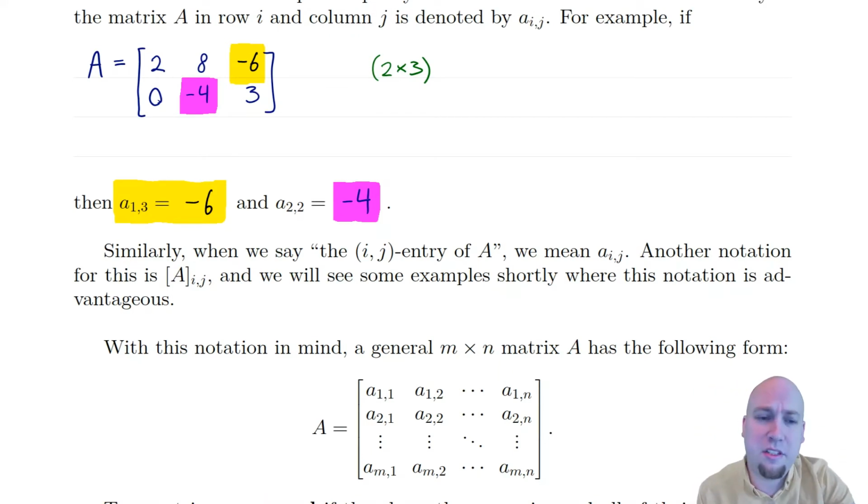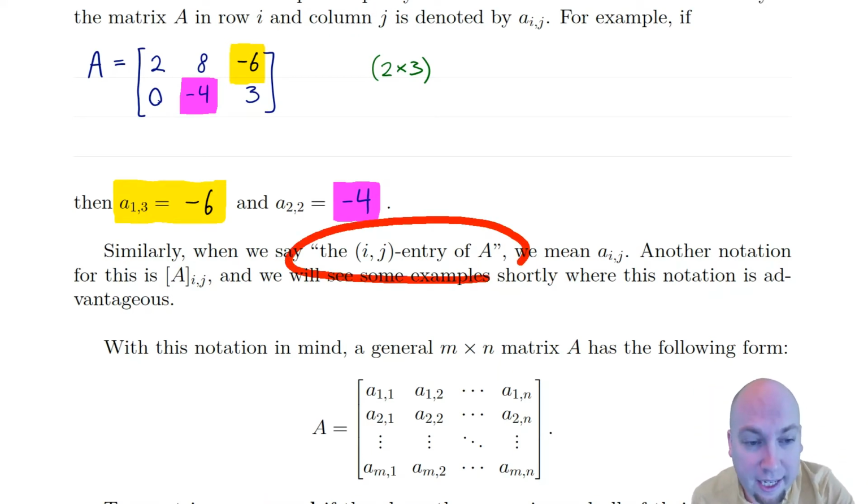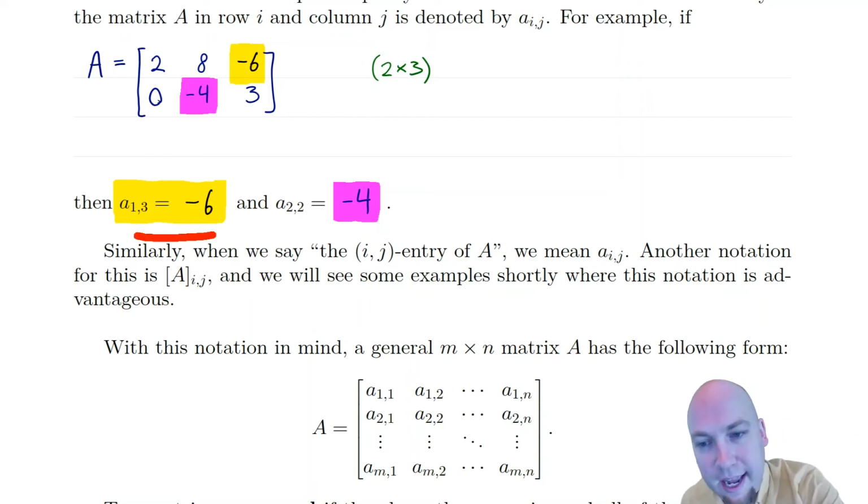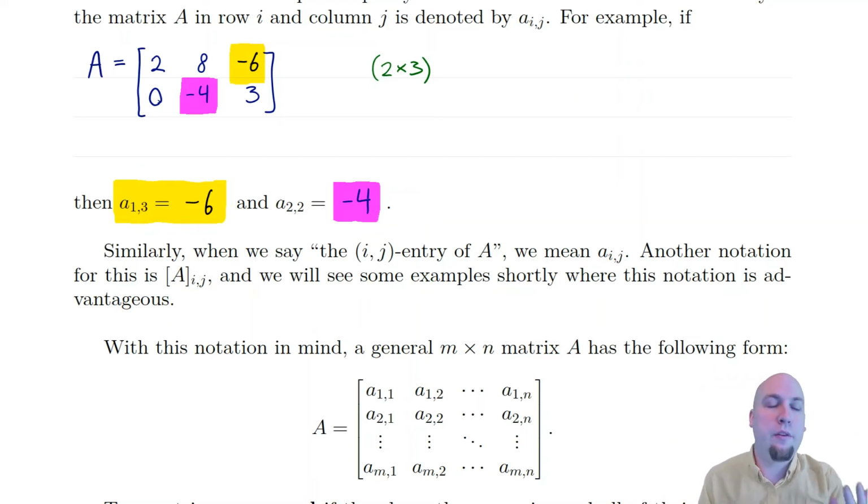And I've already used this terminology. We use the terminology the ij entry of A when we mean aij. In other words, the entry in the ith row, jth column, no matter what i and j are. So this A1,3, we call that the 1,3 entry. And that means first row, third column.